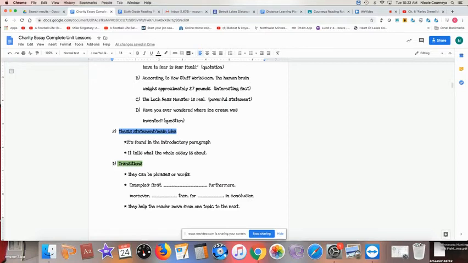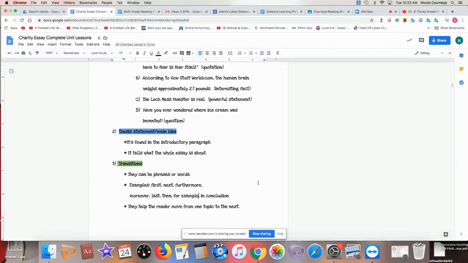Okay, they can be phrases or words. So it can be a single word like first, or it can be a phrase like for starters, where it's 2 or 3 words working together. Here are some examples. First, next, furthermore, moreover, last, then, for example, in conclusion. There's a whole bunch of different transition words. Those just give you a couple of different examples. Okay, and they help the reader move from one topic to the next.